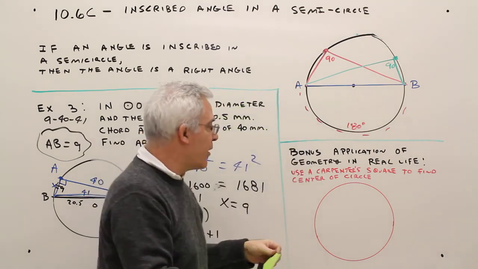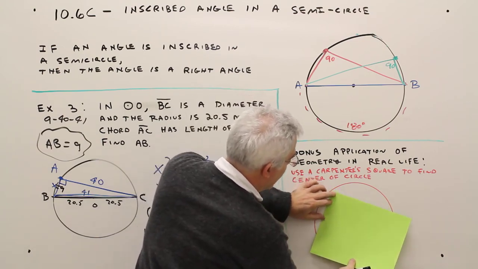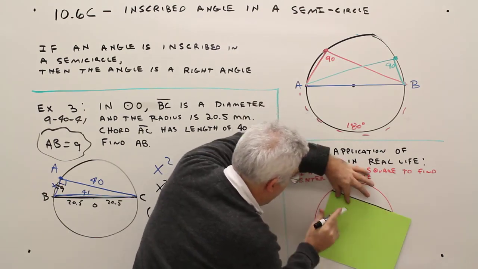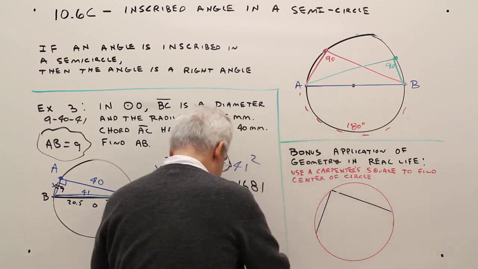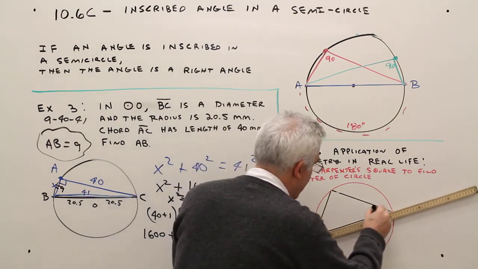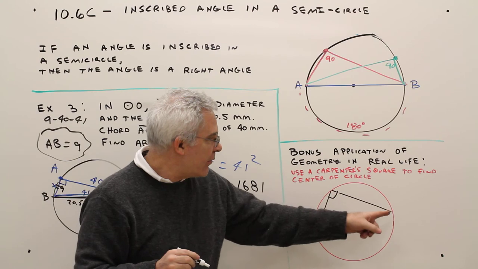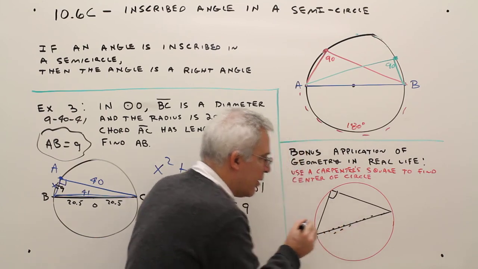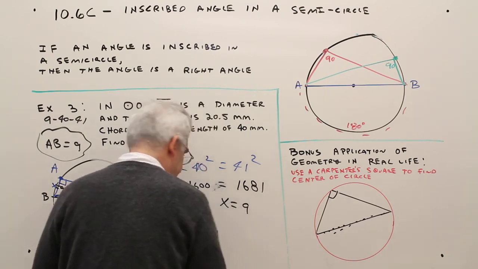So let me show you how to do it. All I'm going to do is put the vertex of the carpenter's square anywhere on the circle. And then I'm going to draw this side here and this side here. And then I know that this would be the diameter, because if that's a right angle, I know it's an inscribed angle through a semicircle, so I know that's the diameter. So right now I know that the center is somewhere along that diameter. I don't know exactly where, but watch what I can do.